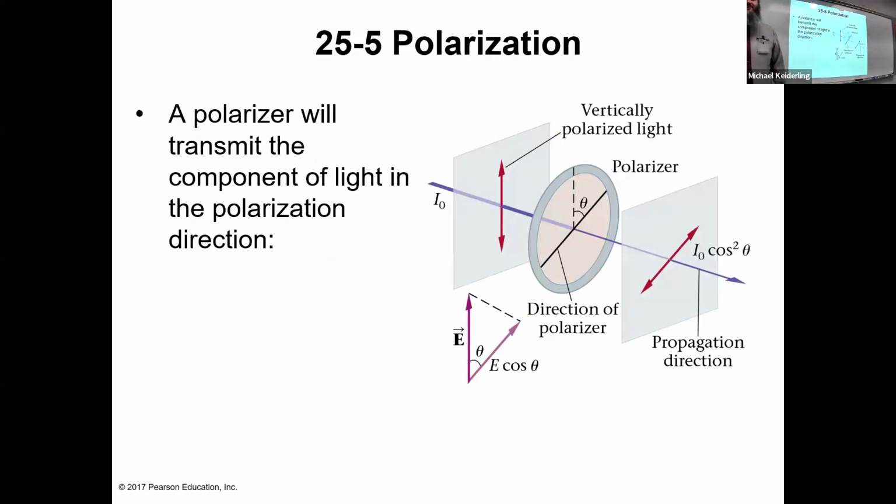So a polarizer will transmit the component of light in the polarization direction. So for vertically polarized light of intensity I naught, if a polarizer is at some angle theta to it, it will transmit the component of that, which will have intensity of cosine theta squared, because intensity is proportional to the amplitude squared. That's a property of waves.